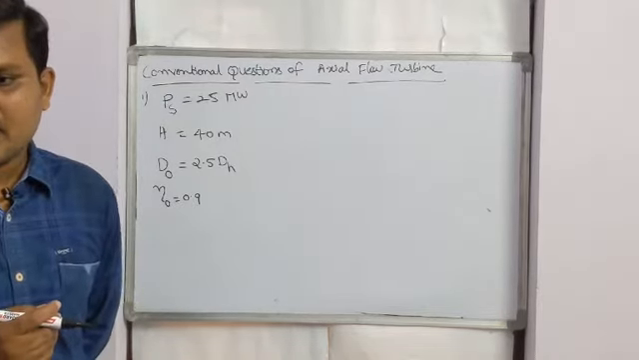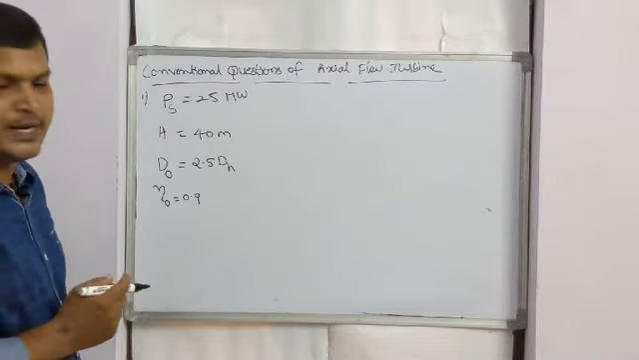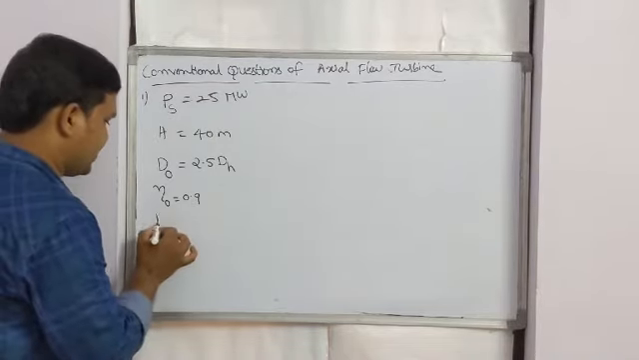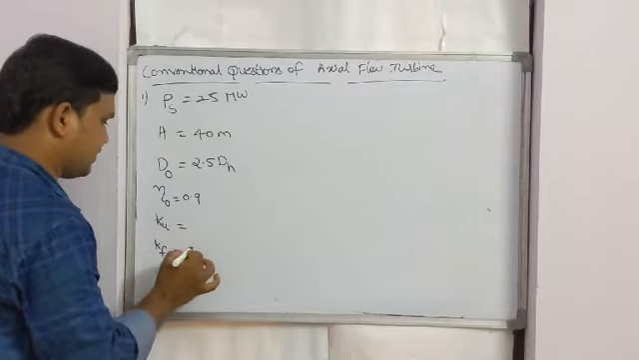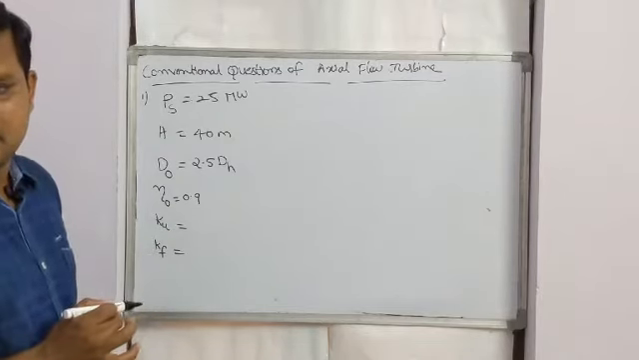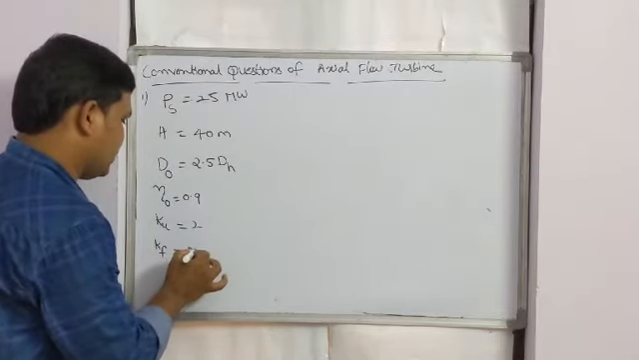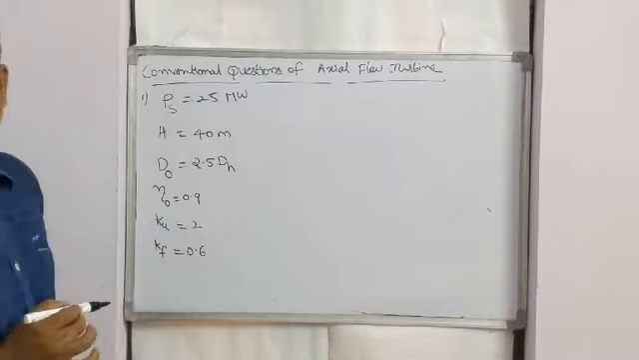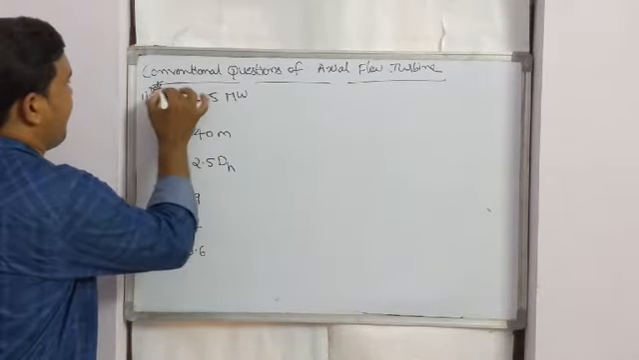The speed and flow ratios are 2 and 0.6 respectively. Speed ratio is nothing but Ku and flow ratio is nothing but Kf, given in this problem. This is the data of the problem.